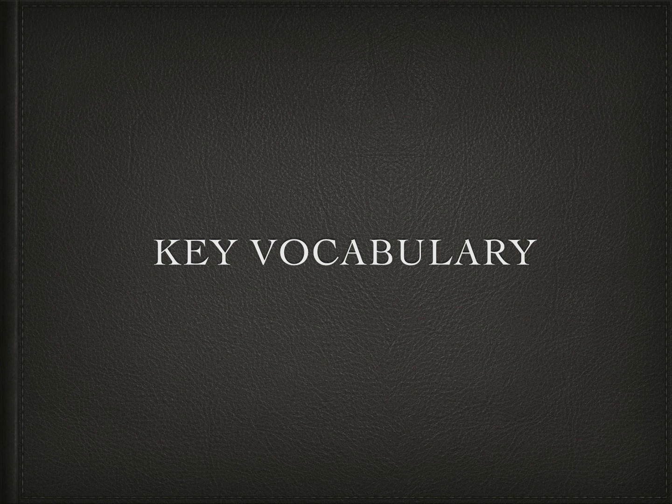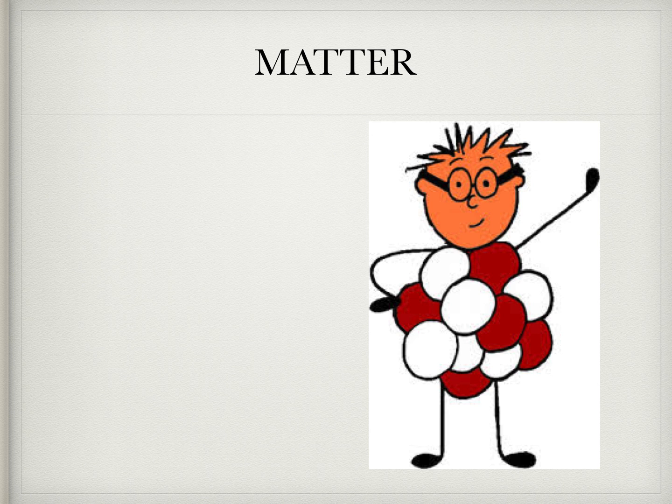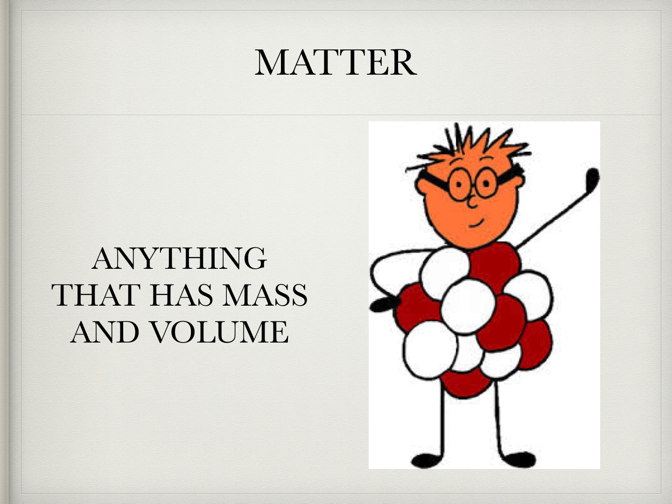These notes, we're going to start off with 5 key vocab words. The first of which is, obviously, matter. So this man is definitely made up of matter. Everything in the world is made up of matter. Anything that has mass and volume is matter. So you're filling in anything that has mass and volume.